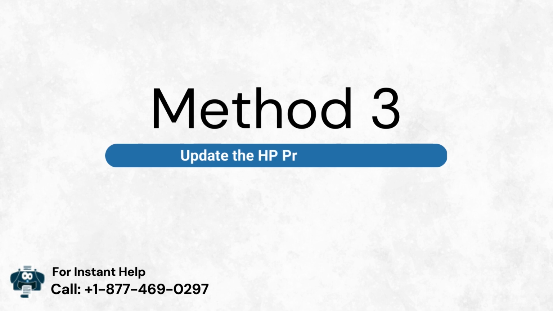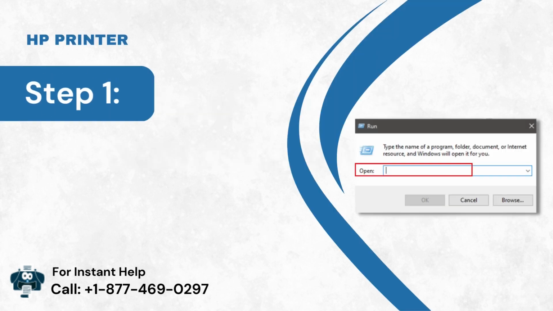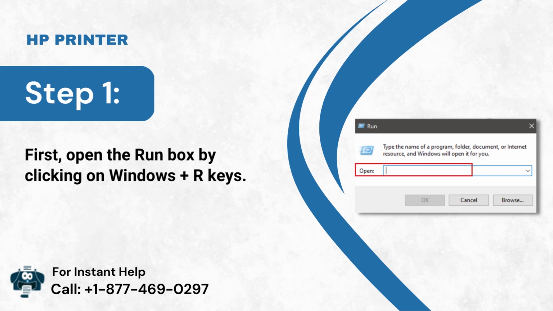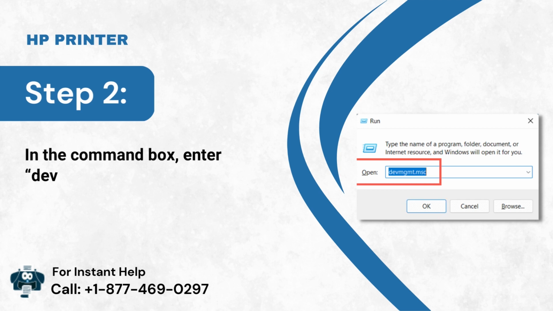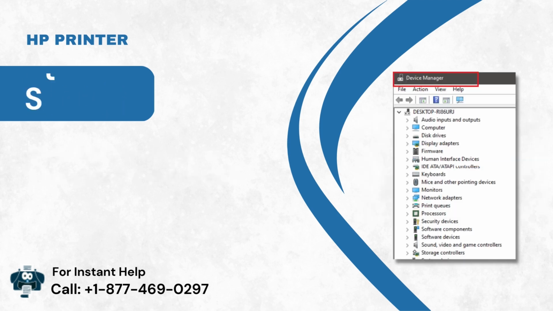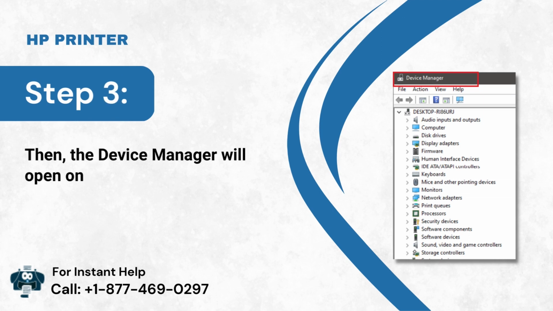Method 3. Update the HP printer driver. Step 1. First, open the Run box by clicking on Windows plus R keys. Step 2. In the command box, enter devmgmt.msc and click OK. Step 3. Then, the Device Manager will open on the screen.